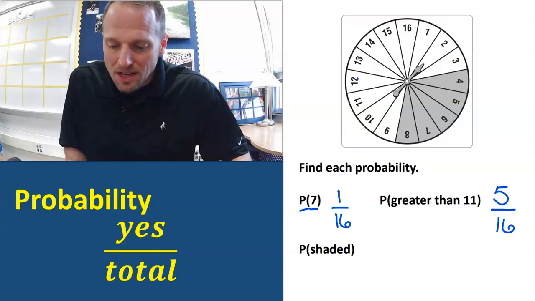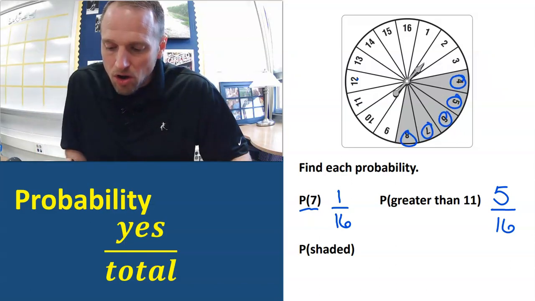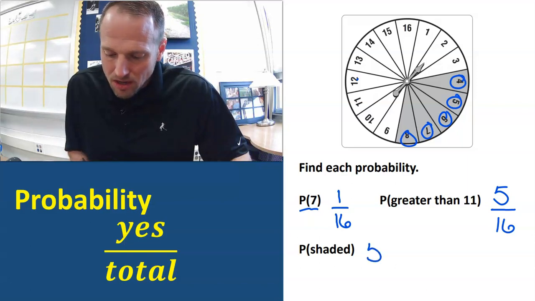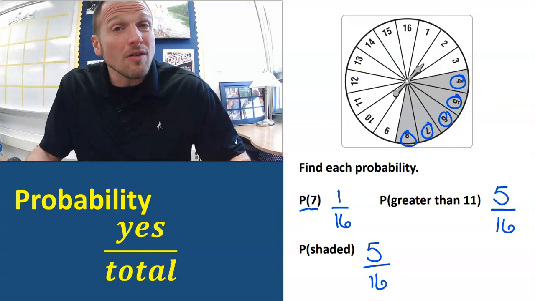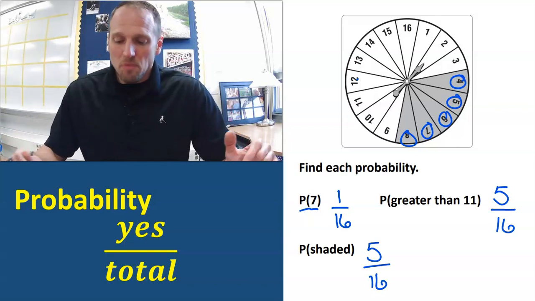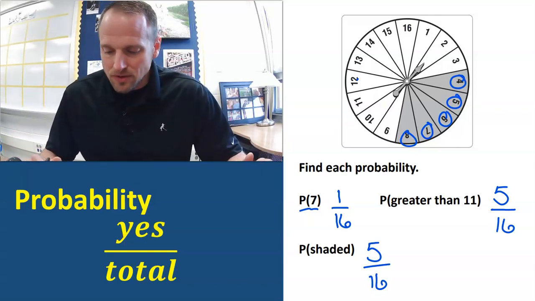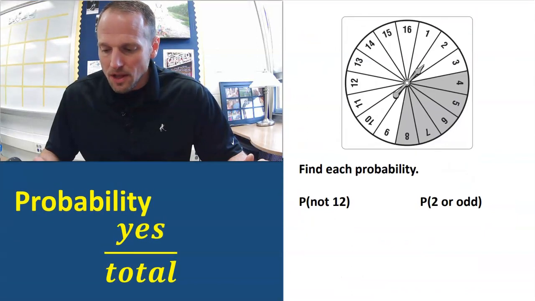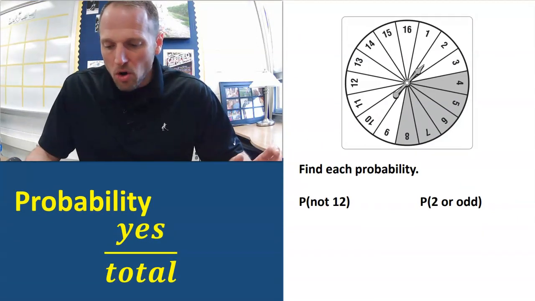How about the number of shaded? What's the probability of landing in a shaded? How many are there? There are 5 that are shaded and 16 total. So the probability of it being a shaded when you spin it is, once again, 5 out of 16. Let's get a little bit harder.